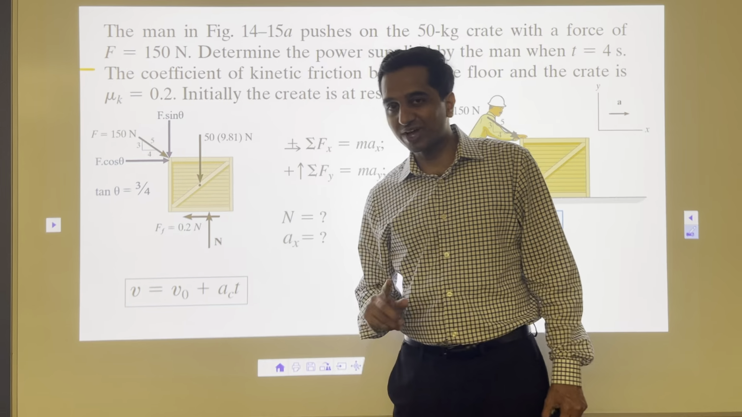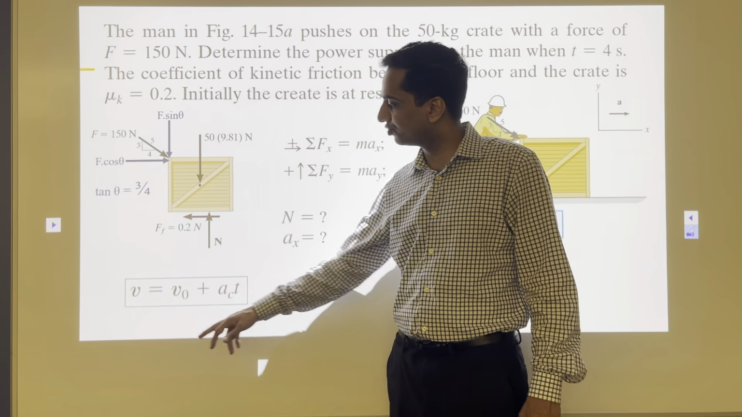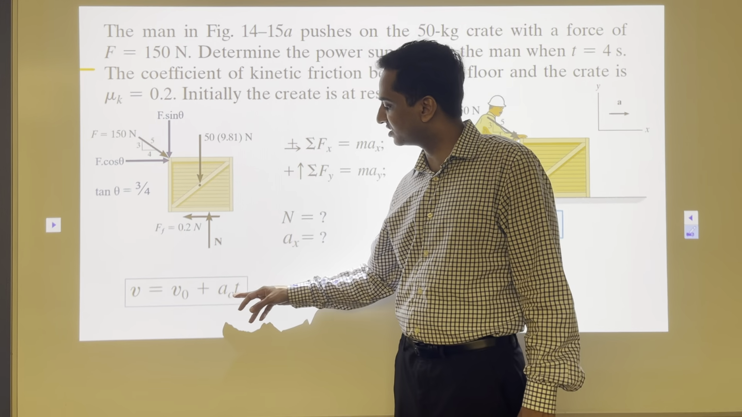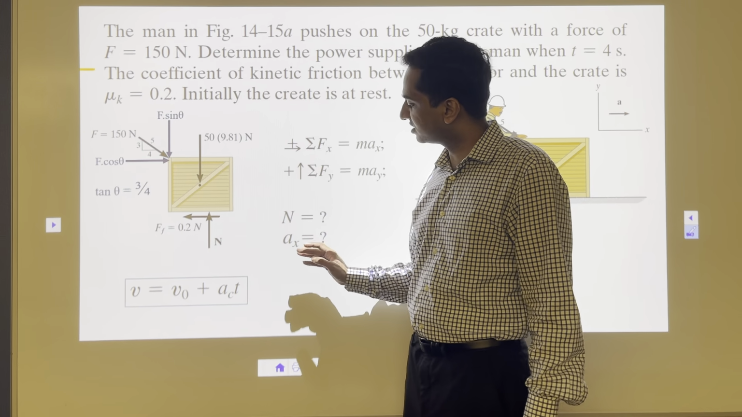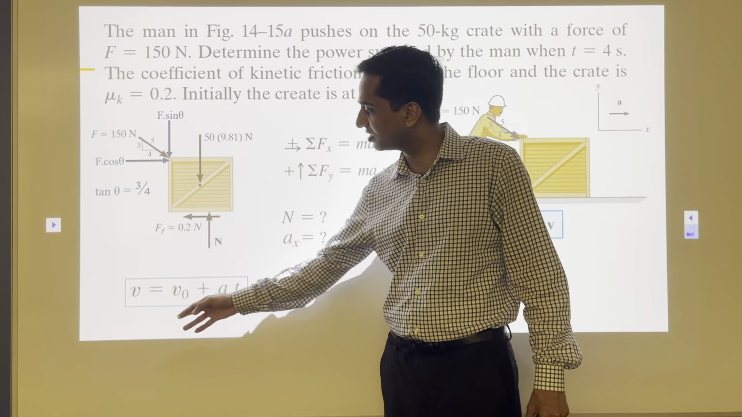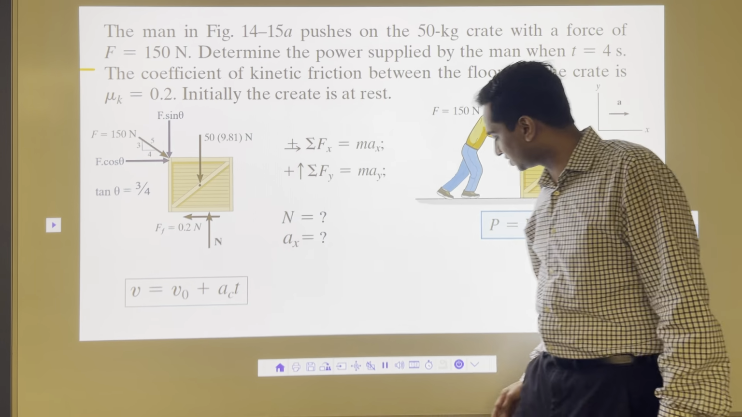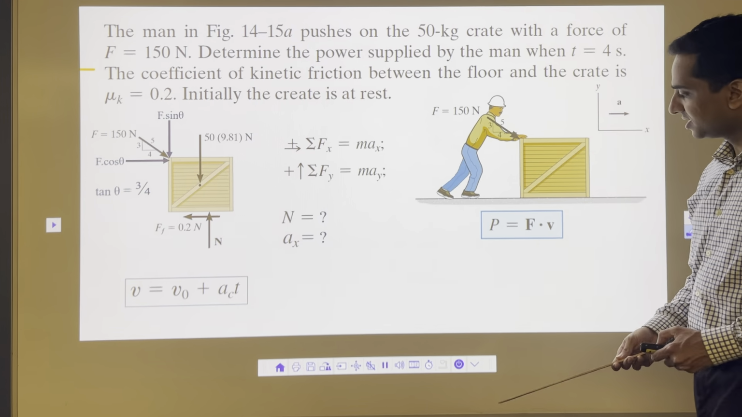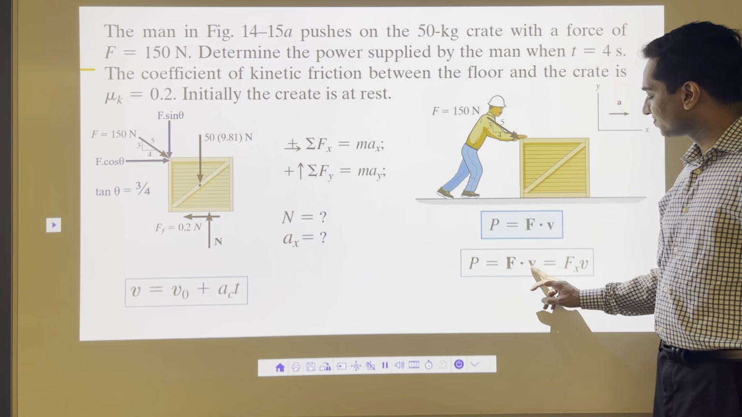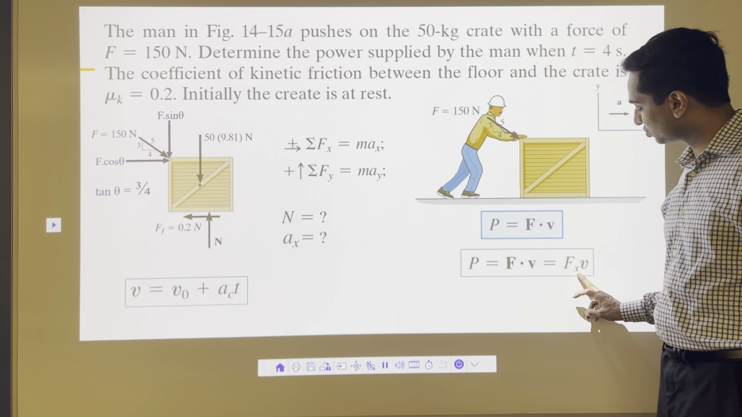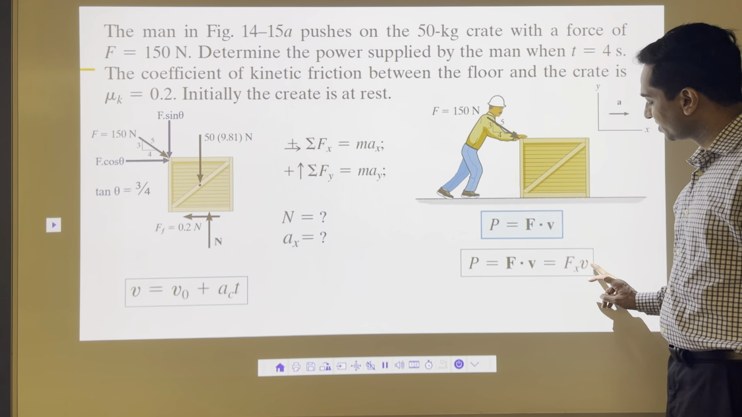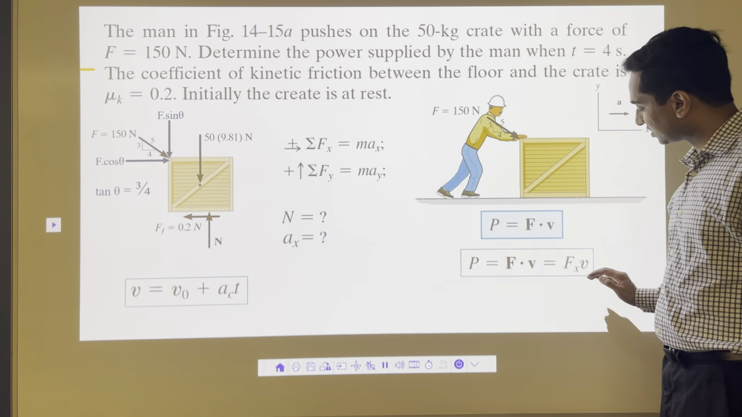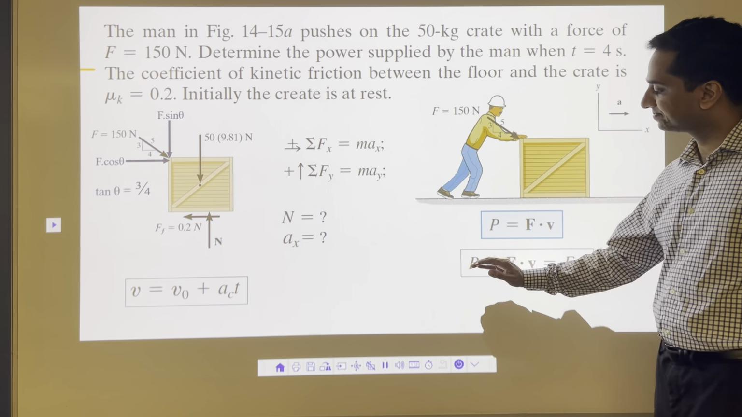So this is a chapter 12 kinematic equation we are going to use. V is equal to initial velocity 0 plus acceleration into time. Time is 4 seconds. So the objective here is to calculate acceleration. Once you have acceleration, put that here, calculate velocity. Once you have velocity, use this velocity with my x directional force. Power is equal to F cos theta into velocity. Use that velocity and calculate power, and that's the objective.